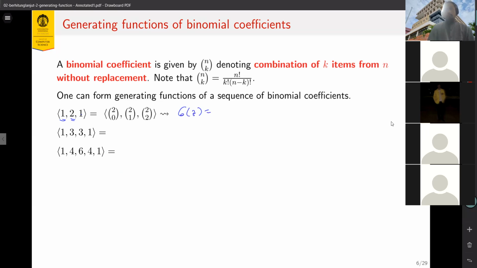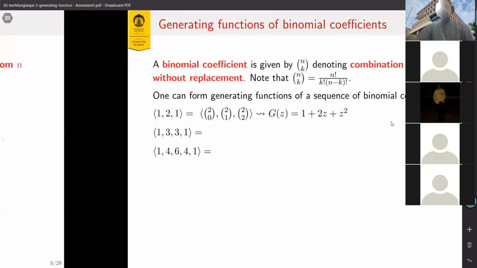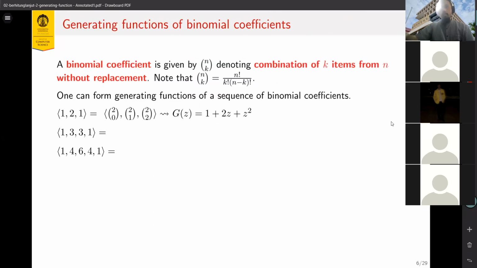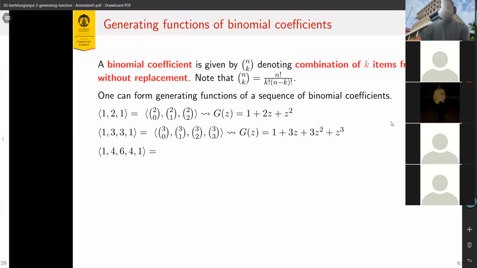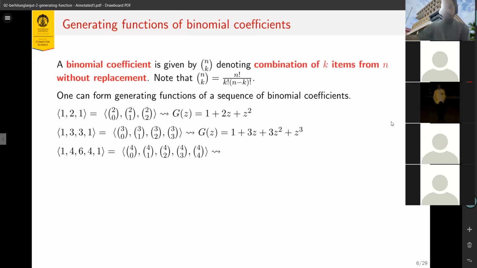This is 1 plus what? 2z, and then plus? z squared. Correct, z squared. Yeah. Now, okay, what about the second one? Should be rather straightforward. It should be 1 plus 3z plus 3z squared plus z cubed, right? And so on.